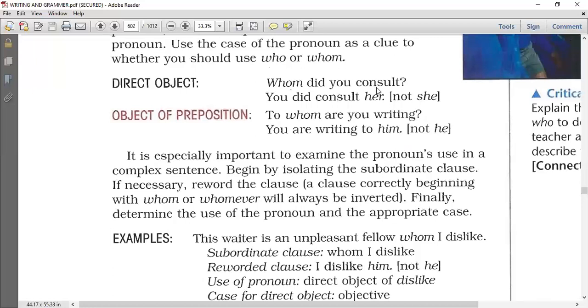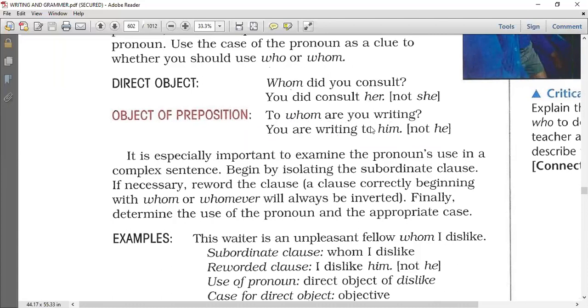Whom did you consult? Reword the sentence. Make it a statement, not a question. You did consult her. Her, not she. Of course, here I need an object. Okay, so to whom? It should be whom, right? To whom are you writing?